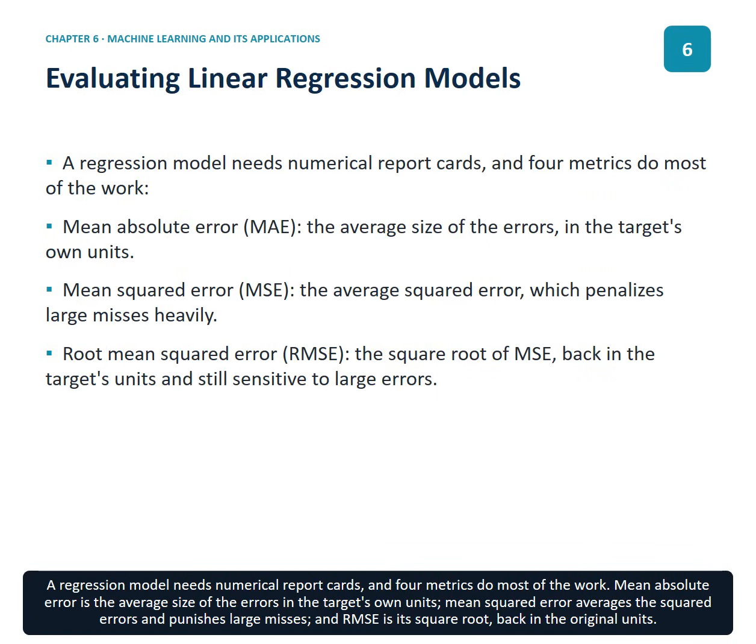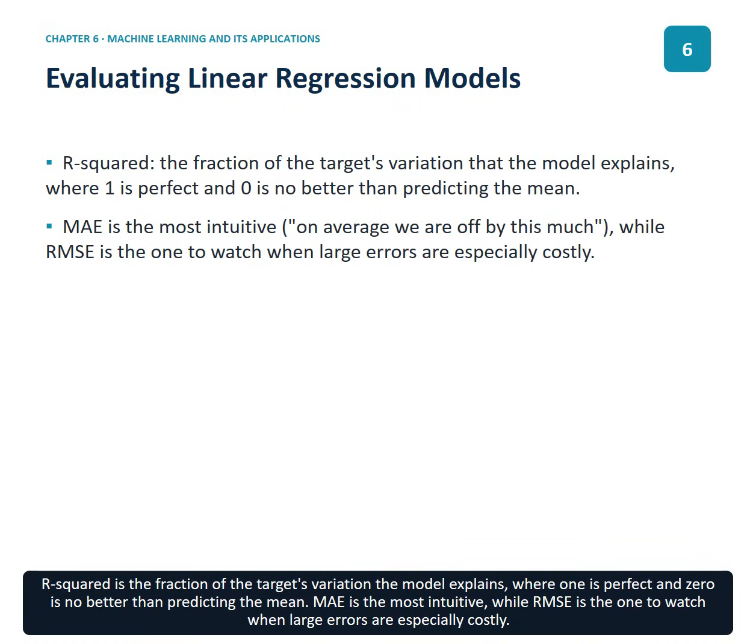A regression model needs numerical report cards, and four metrics do most of the work. Mean absolute error is the average size of the errors in the target's own units. Mean squared error averages the squared errors and punishes large misses, and RMSE is its square root back in the original units. R squared is the fraction of the target's variation the model explains, where 1 is perfect and 0 is no better than predicting the mean. MAE is the most intuitive, while RMSE is the one to watch when large errors are especially costly.